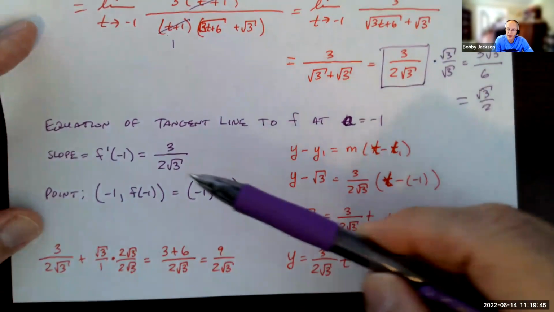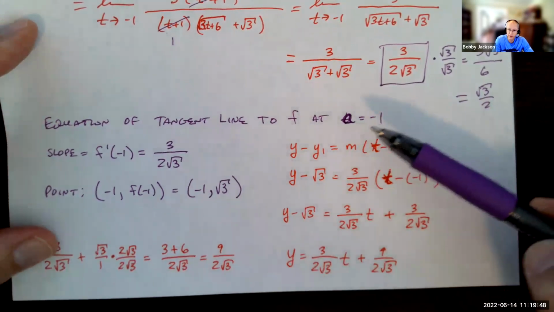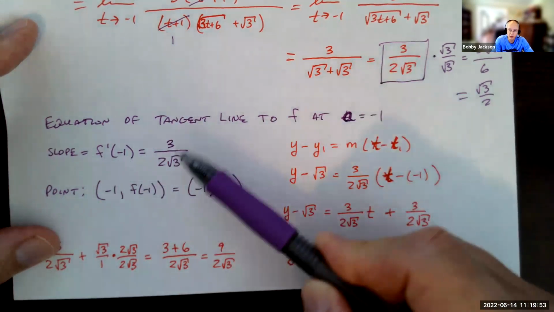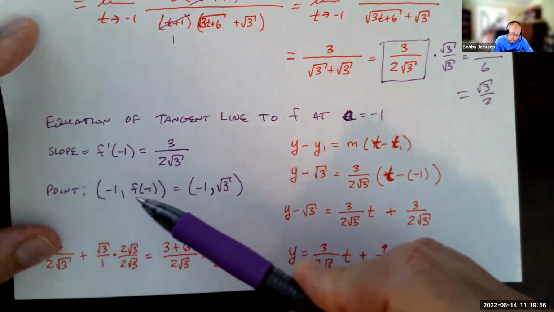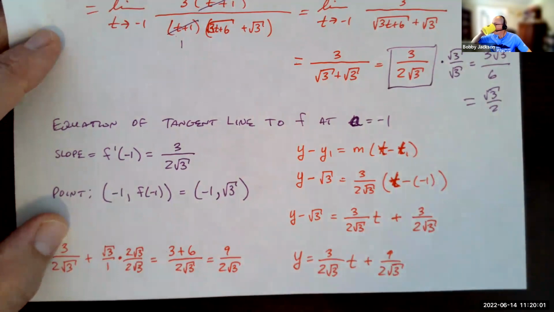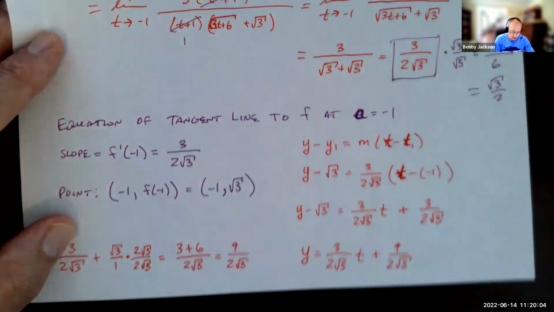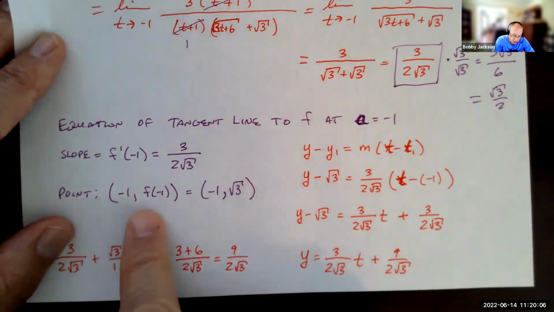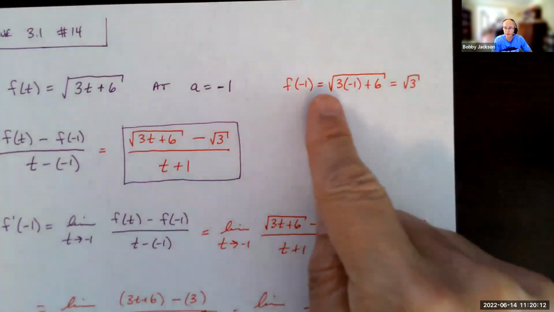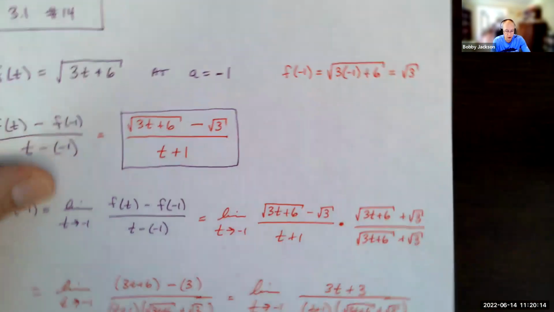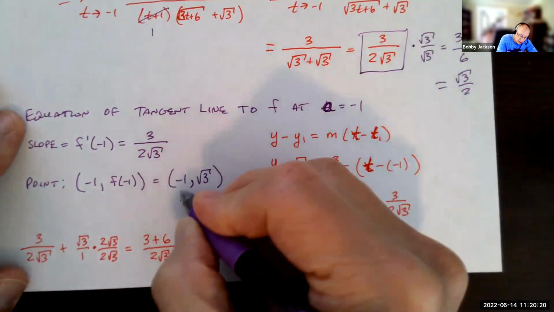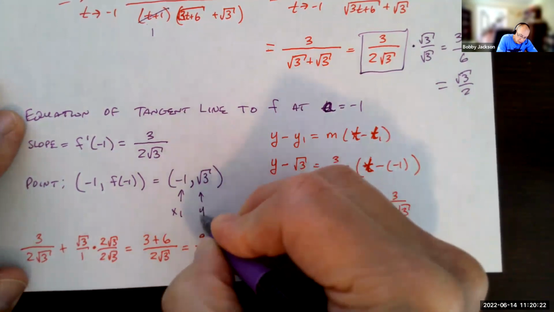So that's the first two parts, first blank, second blank, and the third blank is the equation of the tangent line to the function f at a equal -1. So we just found the slope at -1, which is f prime of -1, which is this value here. And our point of tangency, a is -1, f of -1, which we found above was square root of 3, all right?